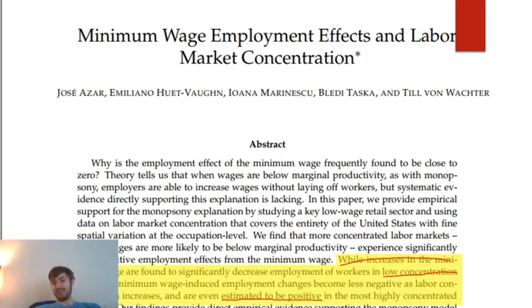Okay, so what does this mean? Well, you probably shouldn't support a federal minimum wage or even a state minimum wage, right? Because it's going to decrease employment for most people. But maybe a minimum wage for rural areas could be a good thing, right? Something to think about.